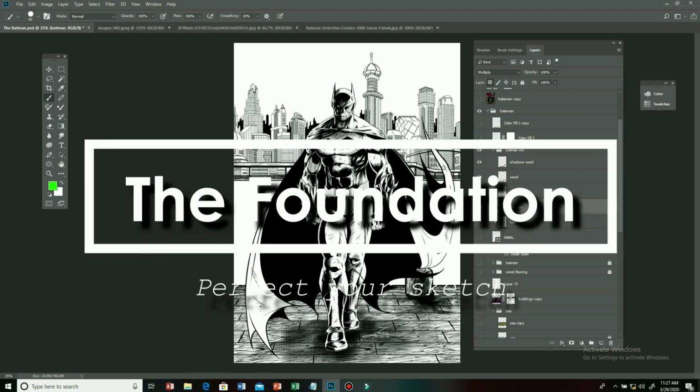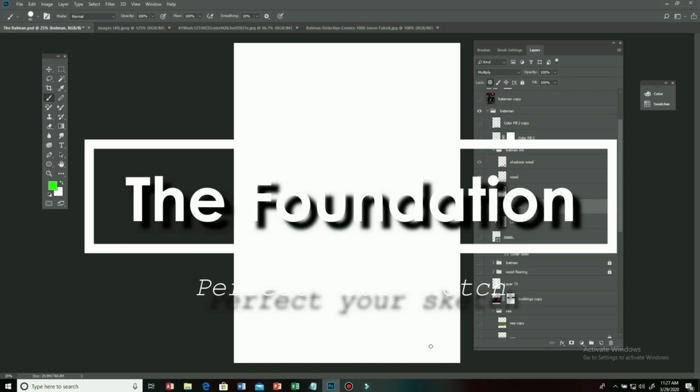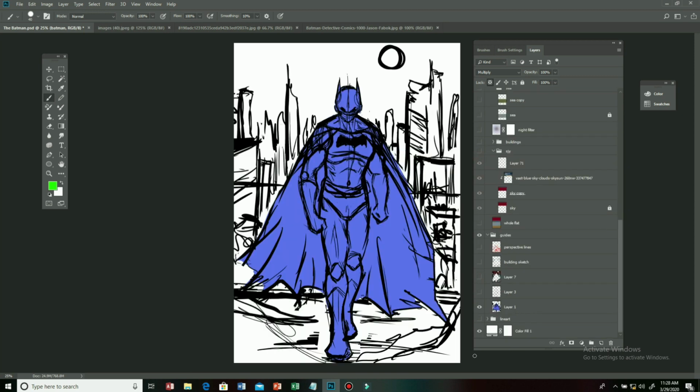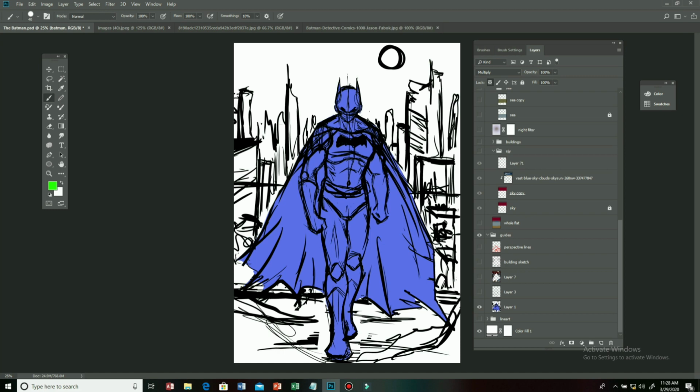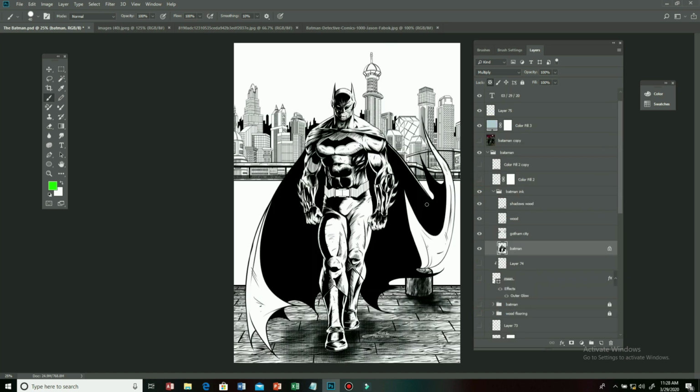The next thing that you want to consider in creating your piece is the foundation. So what do I mean by the foundation? The foundation of every masterpiece, of every artwork you see, is the sketch. That is the foundation you want to build early on, because the foundation is what you will be using all throughout the piece.